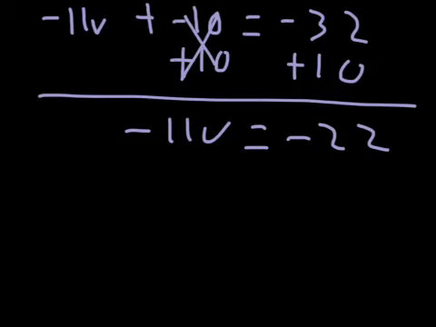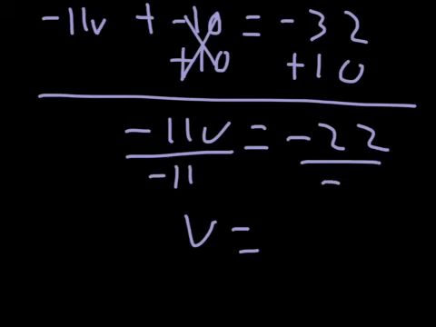And then at this point, you want to isolate v. So you have to do the opposite. We have negative 11 times v here, so you have to divide by negative 11, so you get a positive v. So v equals negative 22 divided by negative 11, a positive 2. Okay? So now we're left with our check.